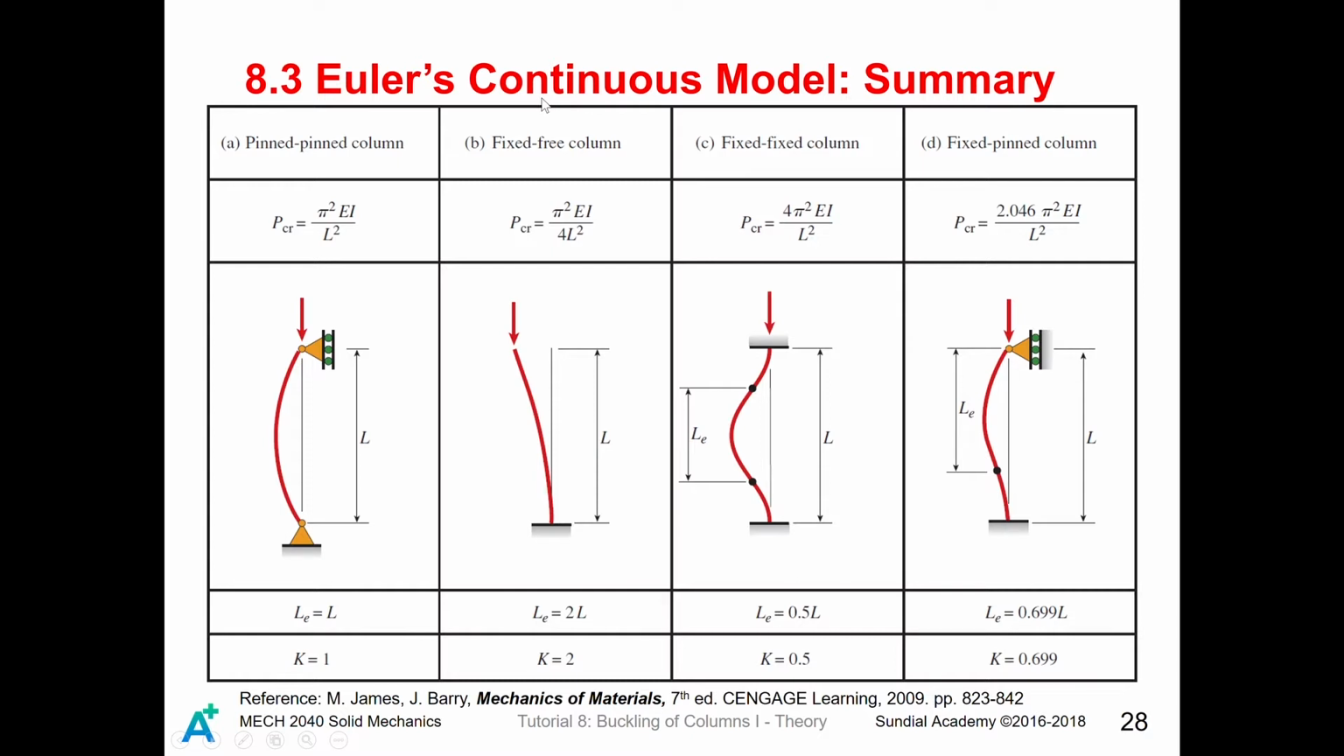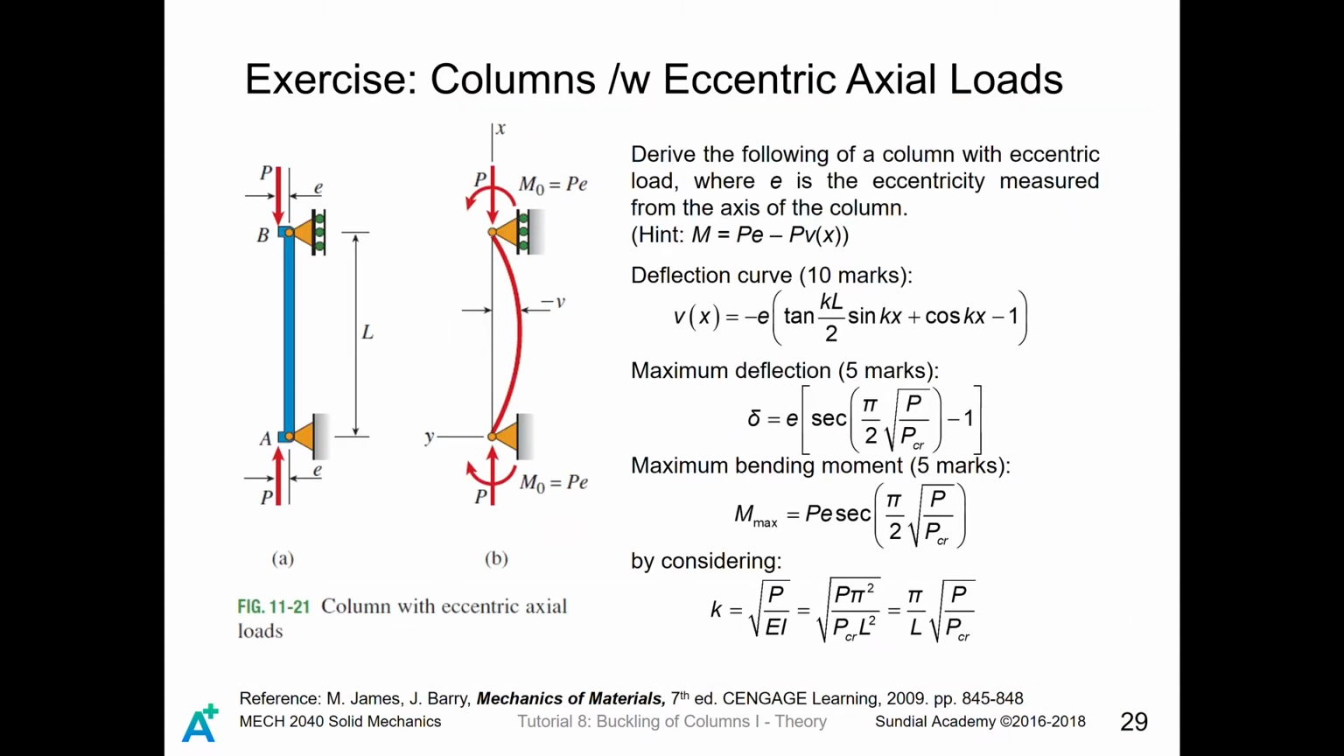So in summary, for Euler's continuous model, we discussed in detail, by using the differential equation approach, two cases. I described how to solve the critical load and the deflection curve for the pin-to-pin column as well as the fixed free column. For the fixed column, it is rather similar to the previous two cases, but the fixed pin column is a special case because it has something that is unsolvable analytically. So we used some numerical methods to get some equation. Looks very weird.